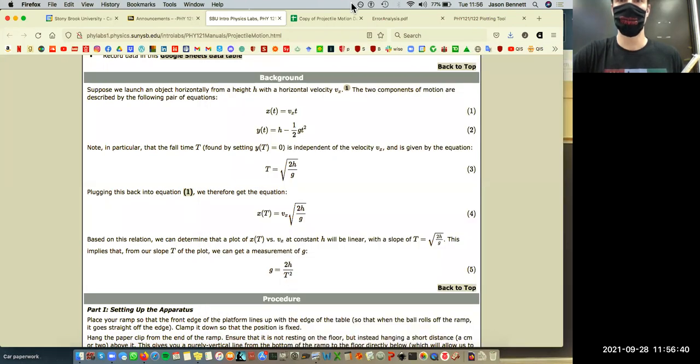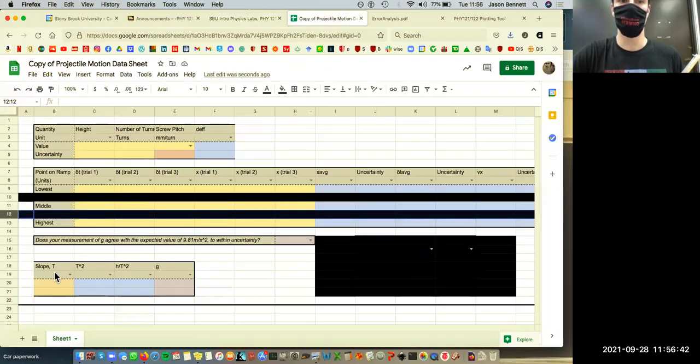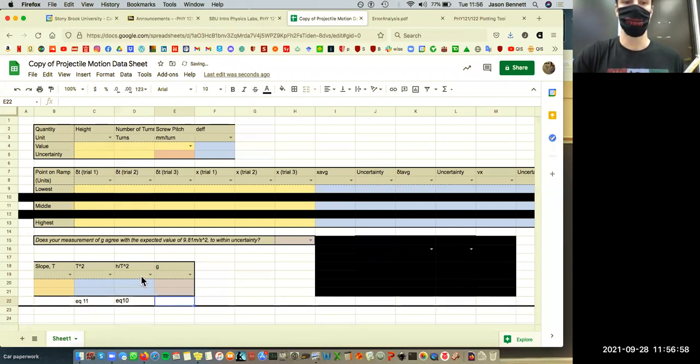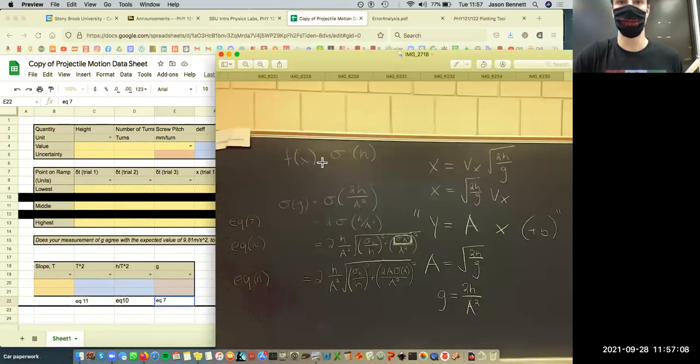But what they do here and on the Google Sheet is they break it up. So for instance, once you have the slope, you use equation 11 for this because that's the squared. And then once you have the squared and some quantity h, then it's equation 11 because you have an a over b. And then to get from this to this, that's just a 2. And so you'd use equation 7 because 2 is a constant. So it just makes it easier for you to do the uncertainty. So you really don't need this picture right here.